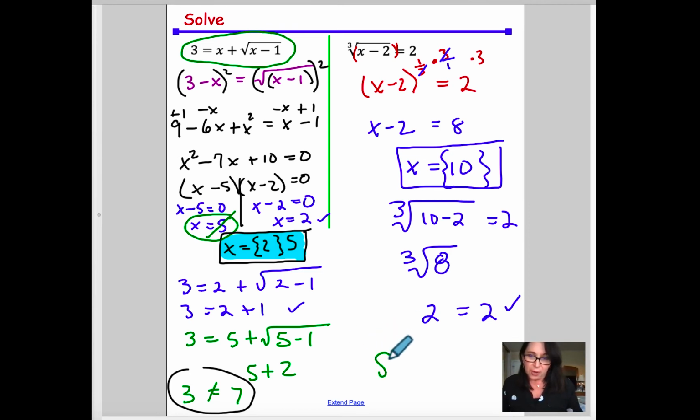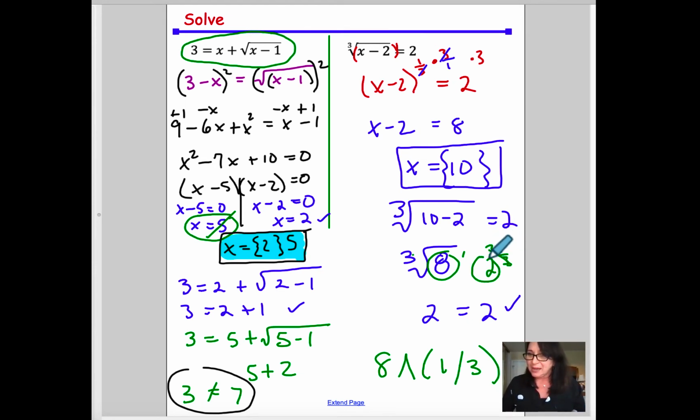Your calculator will go 8 to the parenthesis 1 divided by 3 power. Or some of the calculators will just do a cube root like that and you just type it in. The other option is just to actually do this by hand. And remember that 8 is actually 2 to the 3rd power. And then this is to the 1/3 power. See the 3's cancel, and I end up getting 2. That's how I knew that my answer was 2. And so check. All right, so far so good.